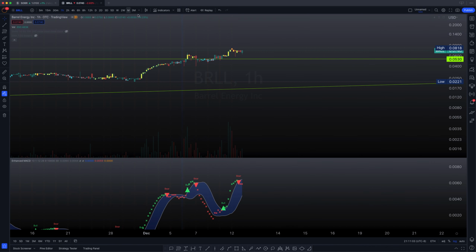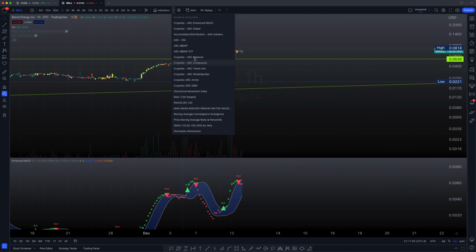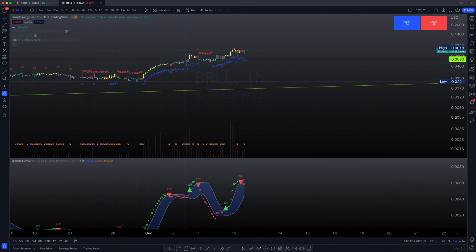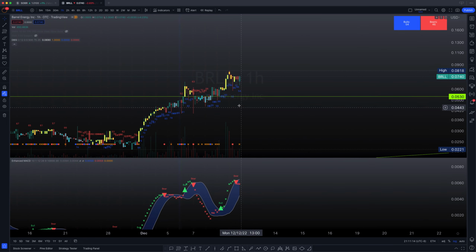Let's load up ARC-DBSI, which is more of a statistical type of indicator. Where are you? Here it is. ARC-DBSI is going to give us a cumulative score of the bears versus the bulls on every green and red candle, and it'll give us an entire score right up here. So it looks like on the hourly chart, the bulls are still leading by a very marginal percentage. We're at 54, bears are at 46%.